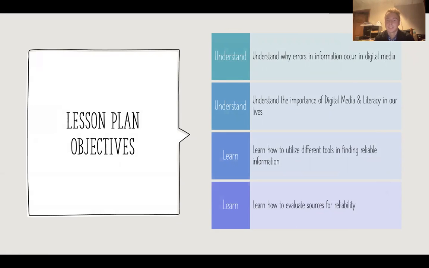Lesson plan objective number 2 is understanding the importance of digital media and literacy in our lives. Okay, so there is fake news. Why should I care about it? What makes this so important? How does it impact me?